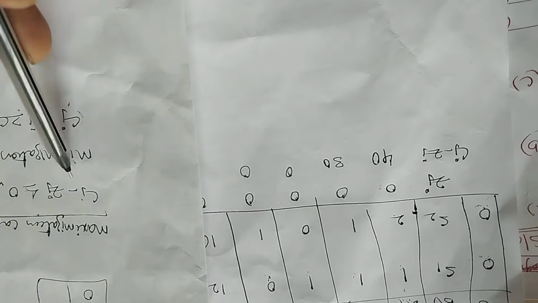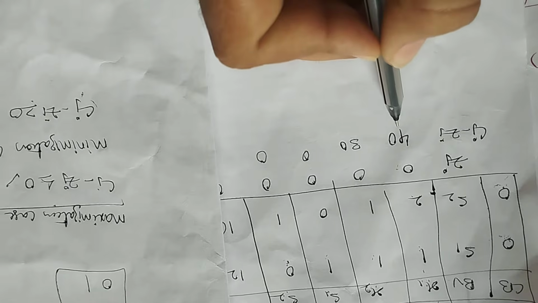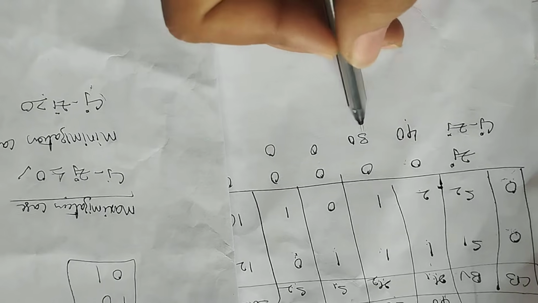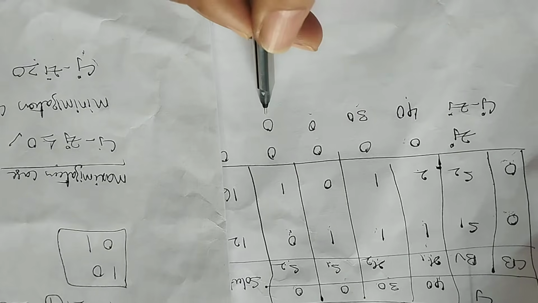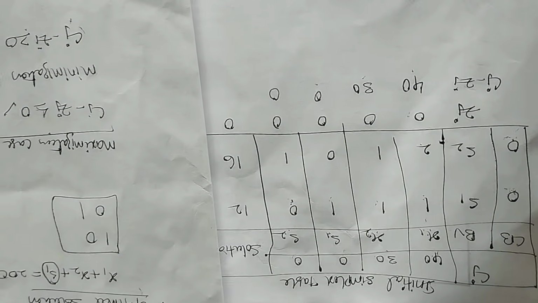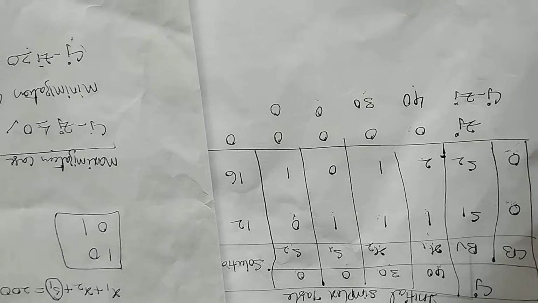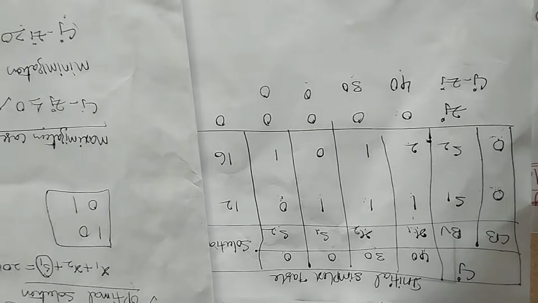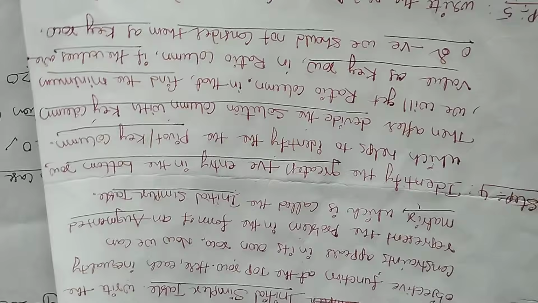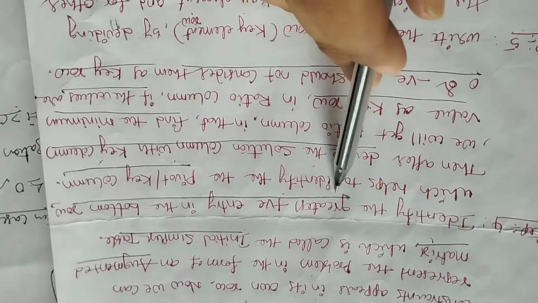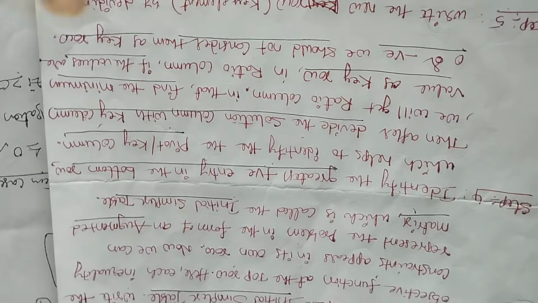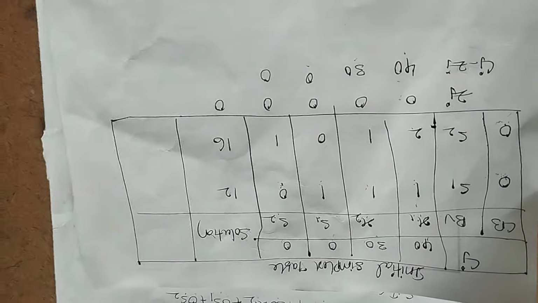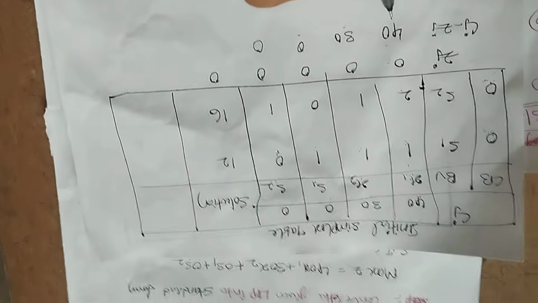Now let us see Cj minus Zj. Here it is positive, not less than or equal to 0. It is 30, also not less than or equal to 0. It is equal to 0, it is equal to 0. So what is the condition here? If there are two positive values, what value is to be considered? In step 4, identify the greatest positive entry in the bottom row. In the bottom row, the greatest positive entry is here, it is 40.